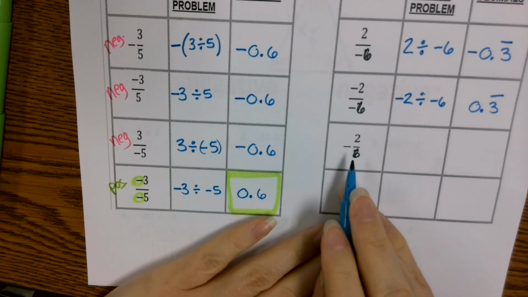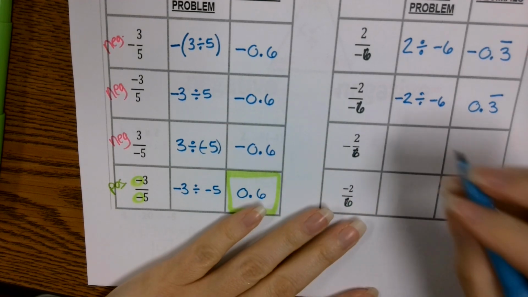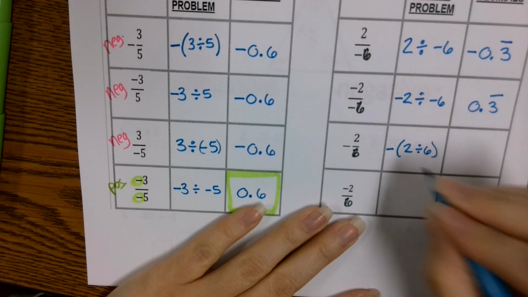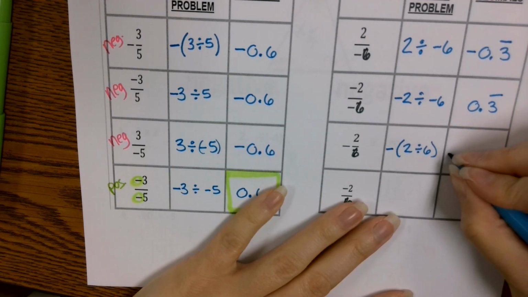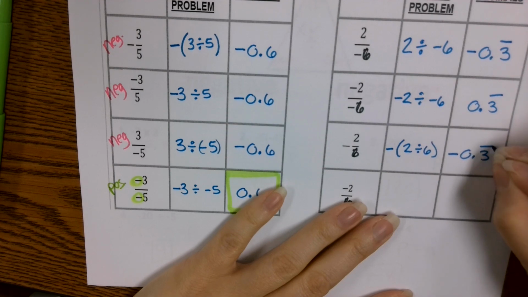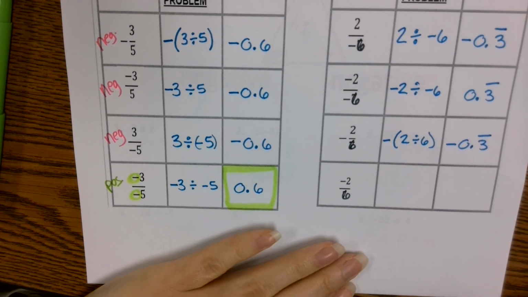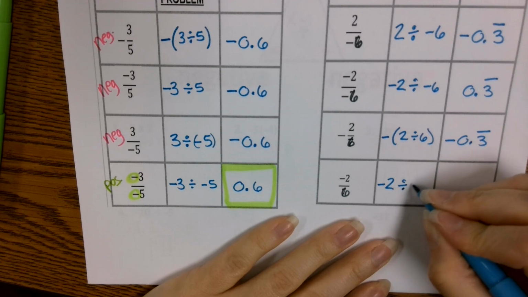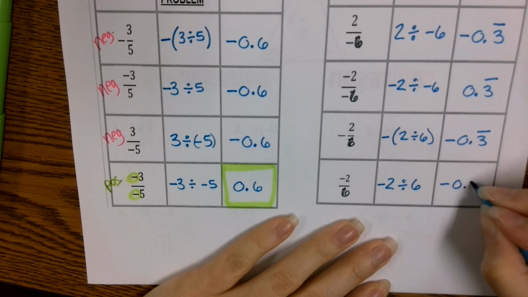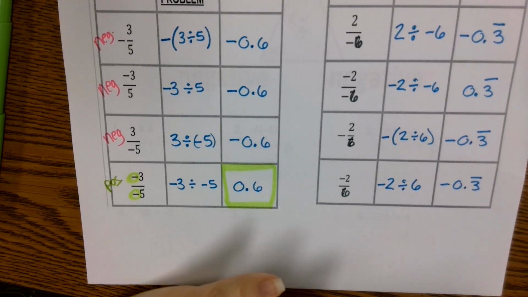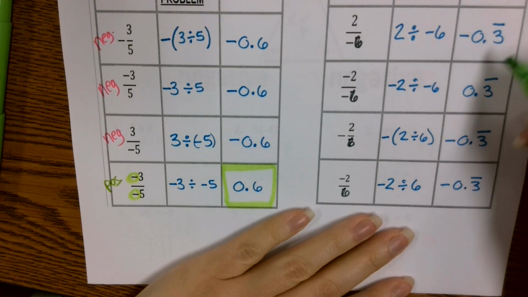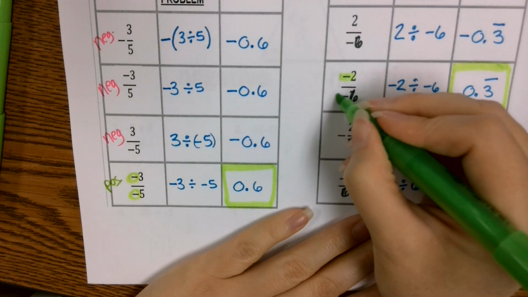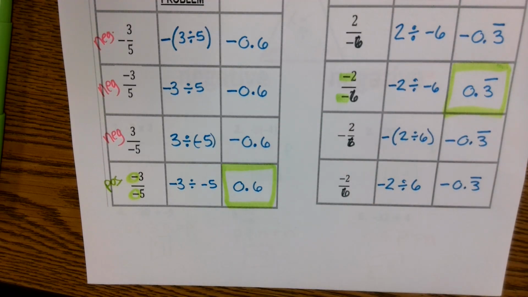For the next one, we have a negative in front of the fraction. That means we're dividing 2 and 6, and then we're going to put a negative with it. And that comes out to negative 0.3 repeated. And for the last one, negative 2 gets divided by a positive 6. We get negative 0.3 repeated. Again, the only one that stands out as being different is the one that has those double negatives. Having those double negatives is going to create a positive answer.